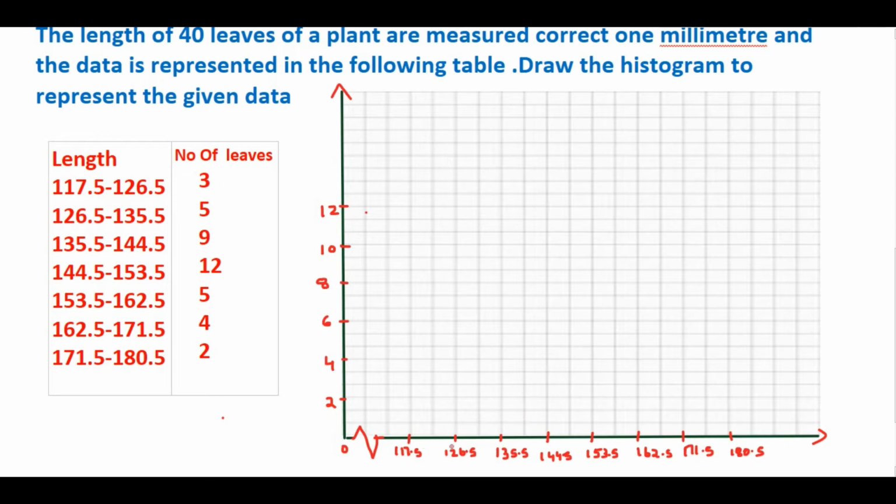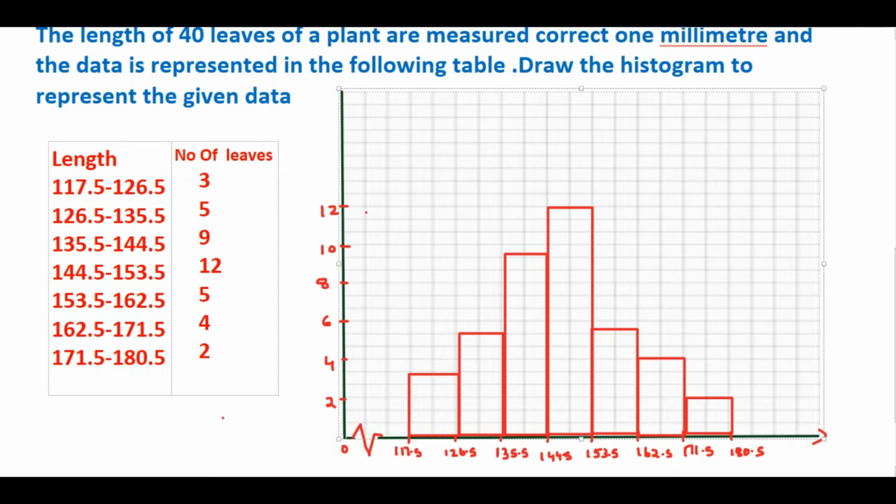So first one, 117.5 to 126.5, it is 3. So we need to draw the rectangle to come somewhere here, 3. Then 126.5 to 135.5, that is 5. So it will come here. Again 135.5 to 144.5. So the length will be 9 and the width will be according to the class interval.